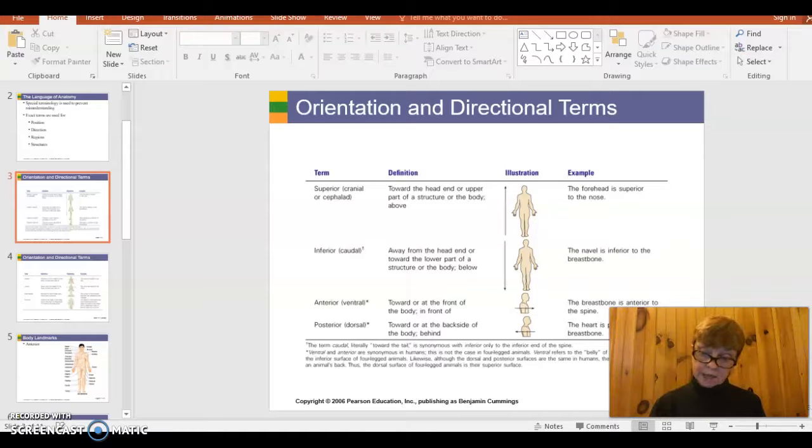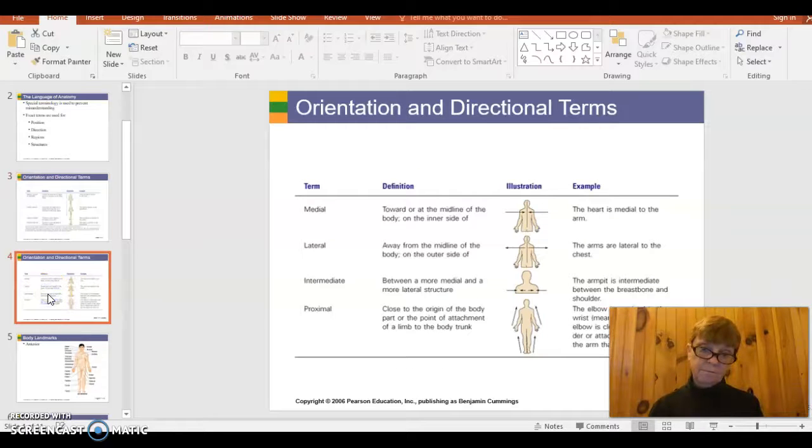The next slide talks about, let me move it down just one, medial, lateral, intermediate, and proximal. And in this, I will tell you that we do not usually use intermediate in our introductory anatomy class. It will be medial, lateral, and proximal. Those are the three orientations that we'll be using.